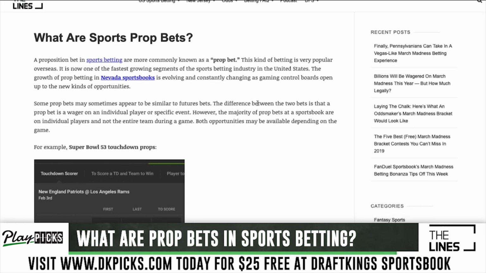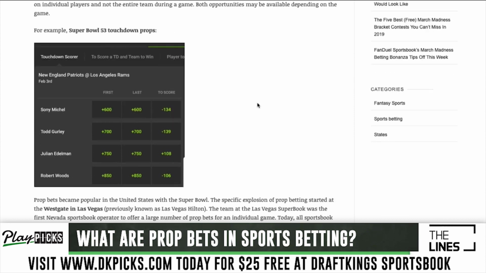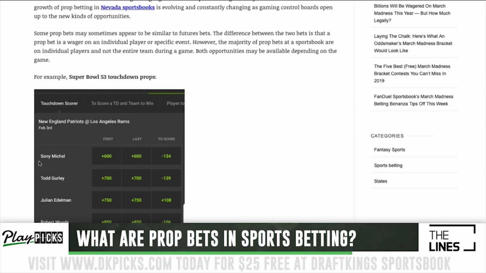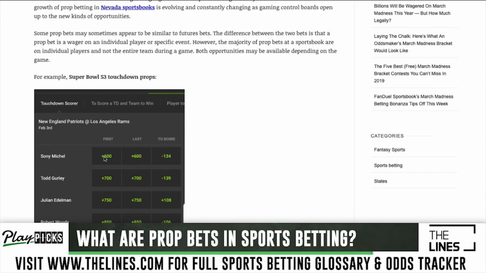An example that we're looking at right here is from the Super Bowl, this past Super Bowl here, and just an example of a player prop would be, will Sony Michel score first in the game? Plus 600 for him to have scored first, or last would have been plus 600, or just to score at all would have been minus 134.